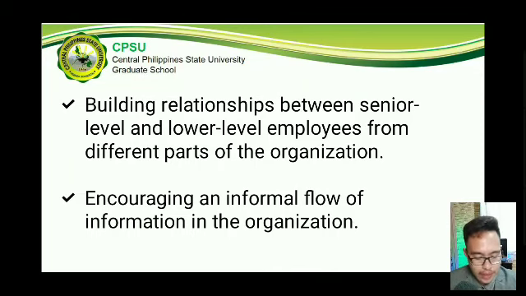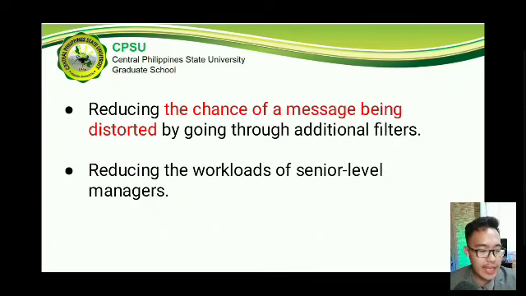First, it builds relationships between senior level and lower level employees from different parts of the organization. Next, it encourages an informal flow of information in the organization. Next, it reduces the chance of messages being distorted by going through additional filters, right? So it's a direct communication, and there is no distortion of the message. It also reduces the workloads of senior level managers.